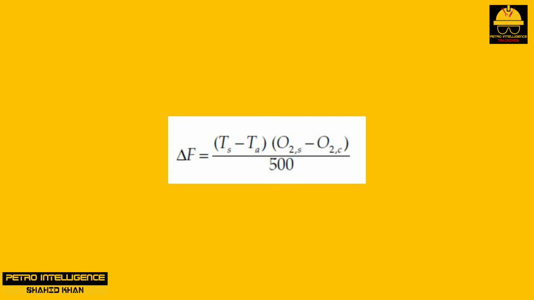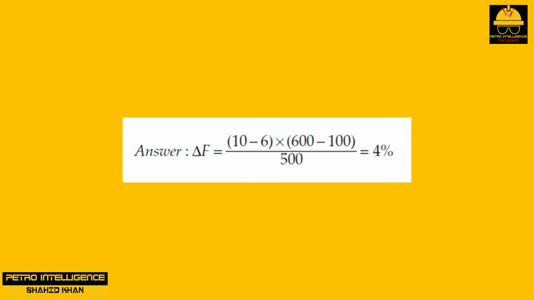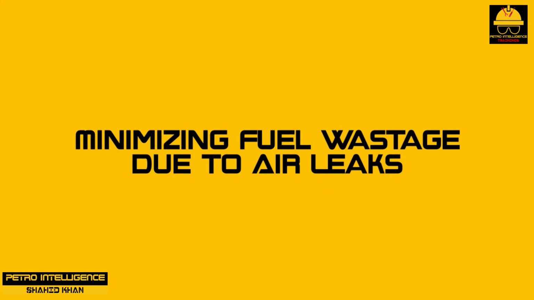Just for practice, let us suppose we have a stack temperature of 600 degrees Fahrenheit, ambient air is 100 degrees Fahrenheit, the convective section has 10% O2, and the firebox has 6% O2 measured just below the shock tubes. What percentage of fuel fired, delta F in our equation, is being wasted by cold air leaking into the convective section? Answer: delta F equals (10 minus 6) times (600 minus 100), divided by 500, equals 4%.